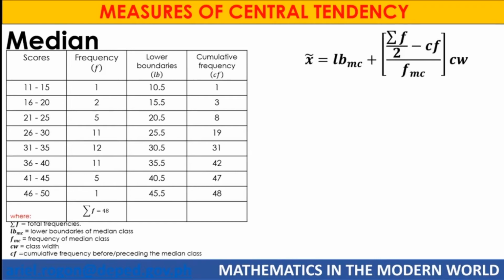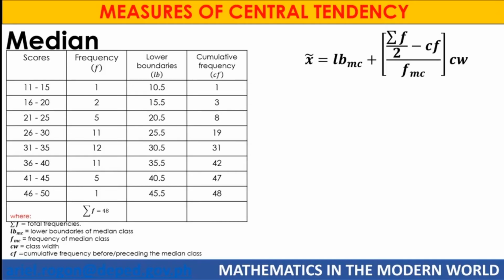So we have there LB, or the LB sub MC, which is the lower boundary of the median class, plus the summation of F over 2 minus C F all over F MC, or the frequency of the median class, times the CW or the class width.